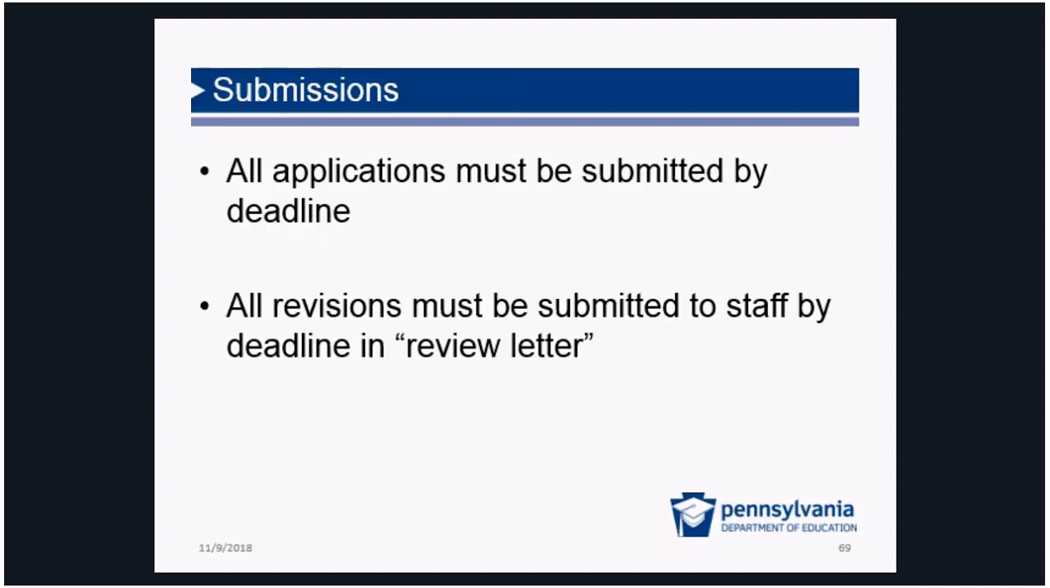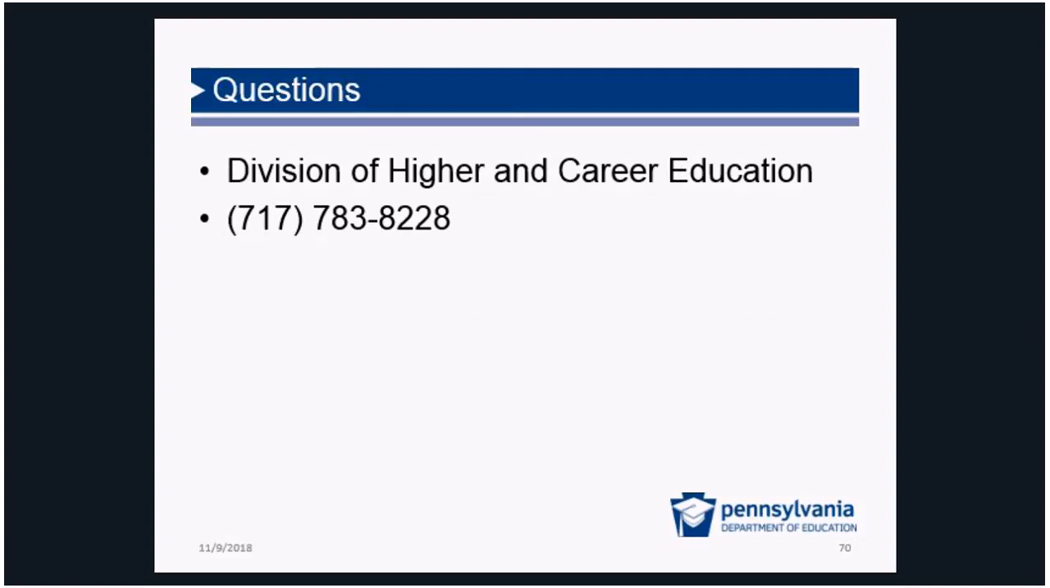All revisions to the application must be submitted by the deadline that will be in your corrective action letter. You can reach the Division of Higher Education with any questions. The division can be reached at 717-783-8228.